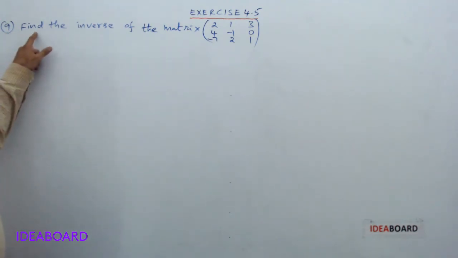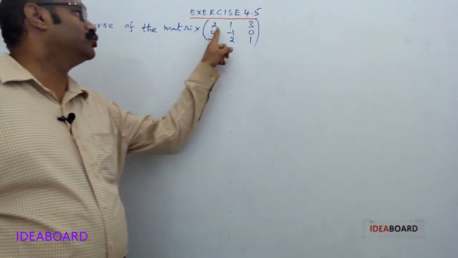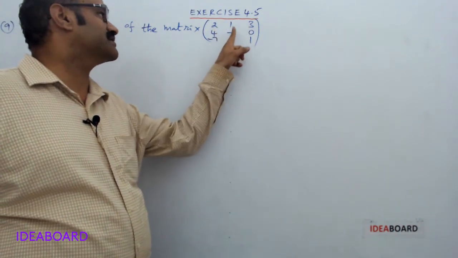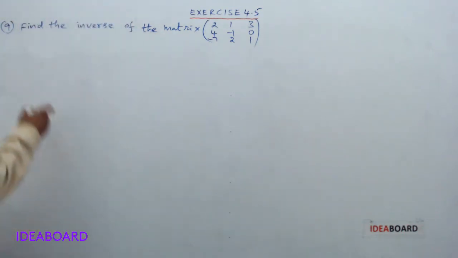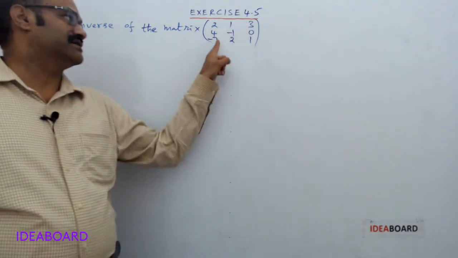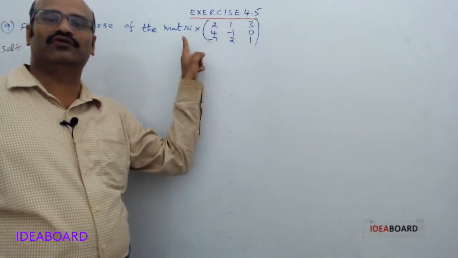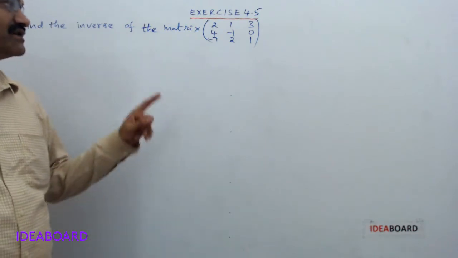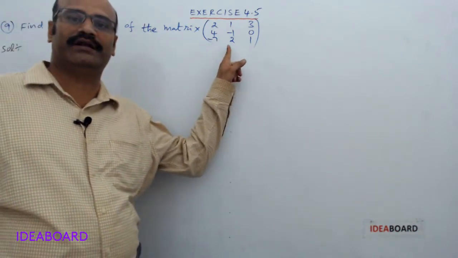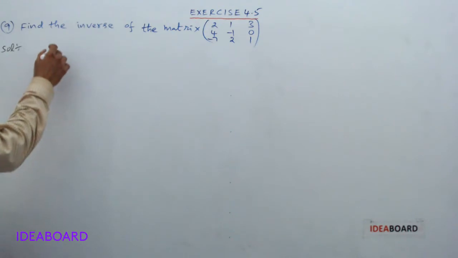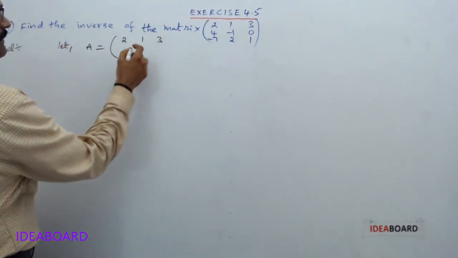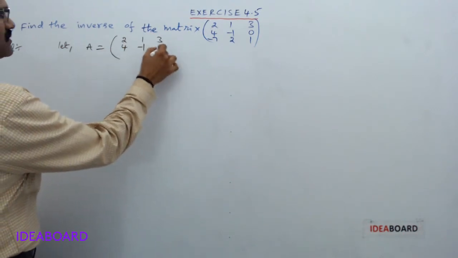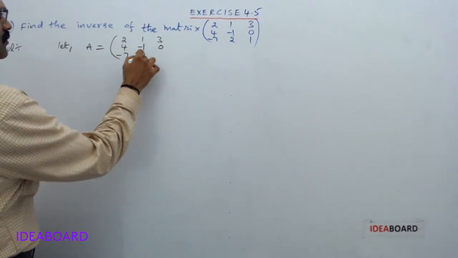Ninth problem, find the inverse of the matrix 2 1 3 4 minus 1 0 minus 7 2 1. Solution, this is a 3 by 3 matrix. First we have to take the given matrix equal to A. We know that A inverse equal to 1 by det A into adjoint of A. Let A equal to 2 1 3 4 minus 1 0 minus 7 2 1.